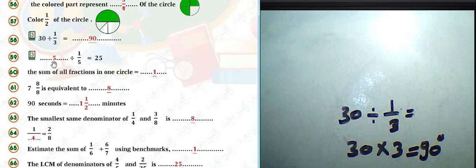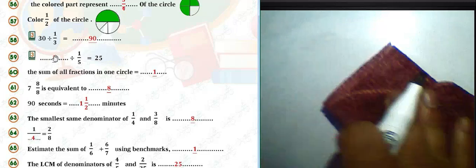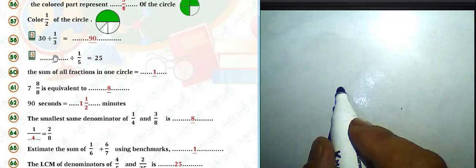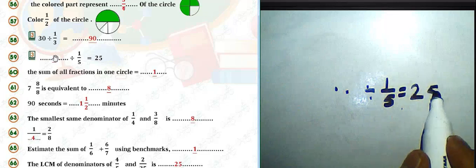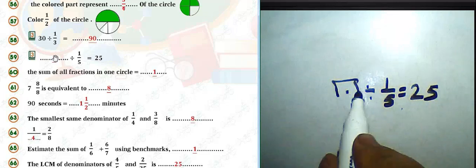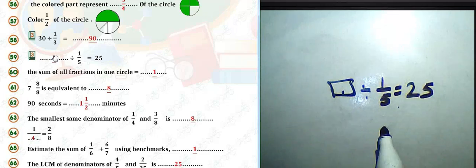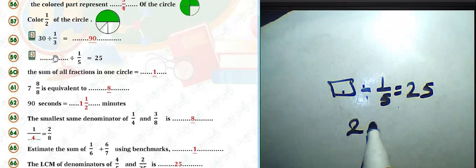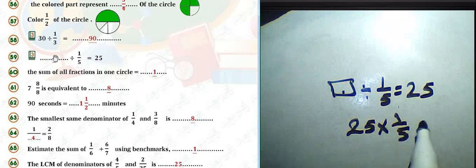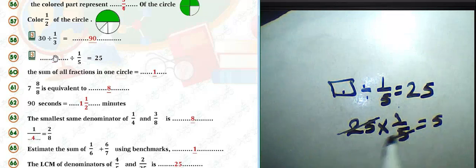Right here, 90. A number divided by 5 equals 1 over 5, the answer is 25. To find the dividend, you must multiply the quotient by the divisor. 25 multiplied by 1 over 5 will be 5. 25 divided by 5 equals 5. The sum of all fractions of a circle equals 1.